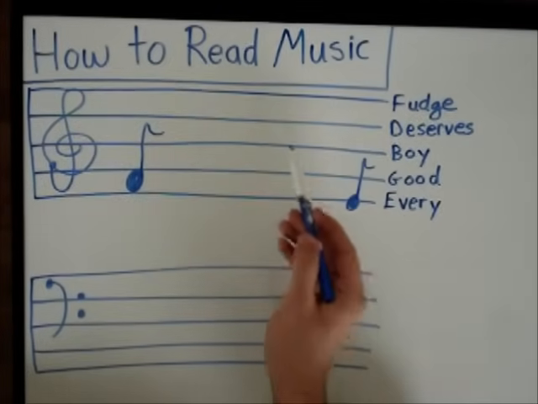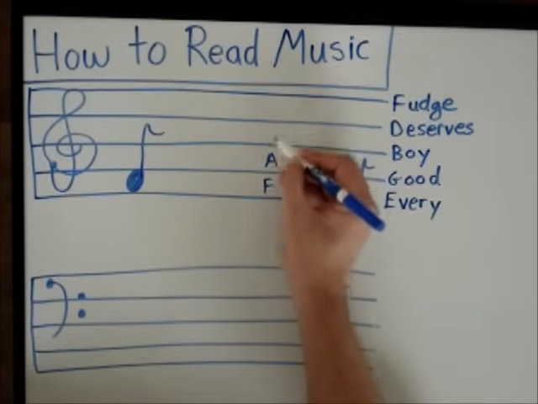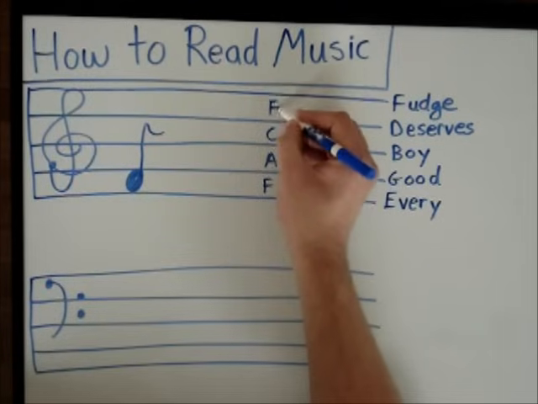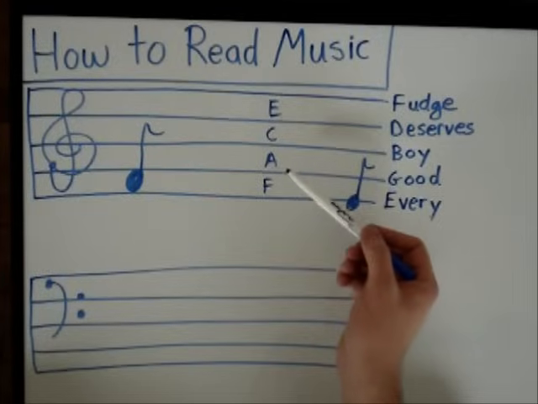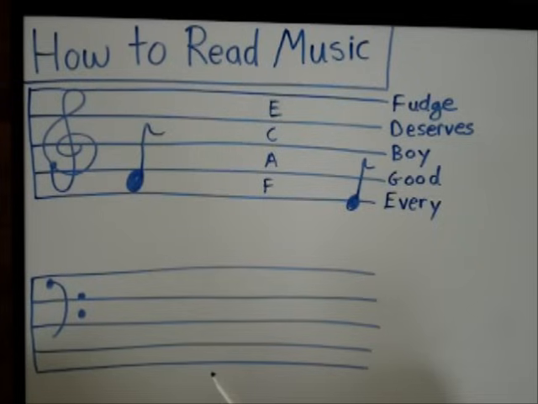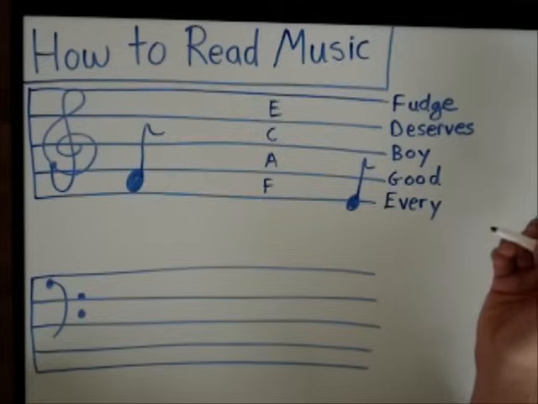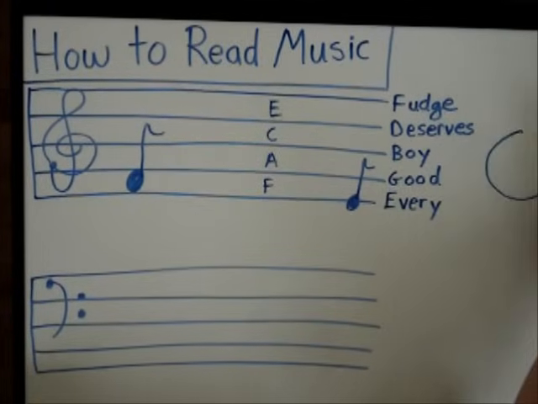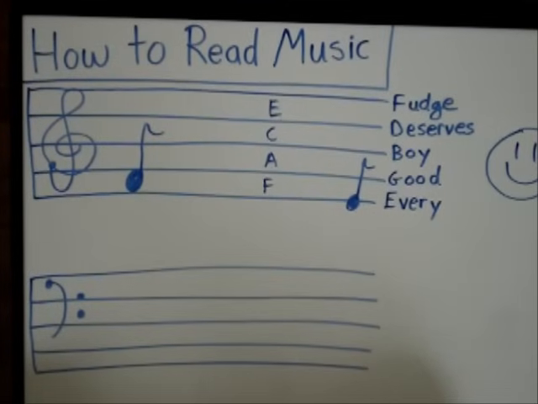What do these spaces represent on the treble clef? The first space represents F, and then the second A, third C, and fourth E. And so that's a pretty easy thing to remember. All you have to remember is just a face. So if you see a note here in the space, that means you're going to play an F.